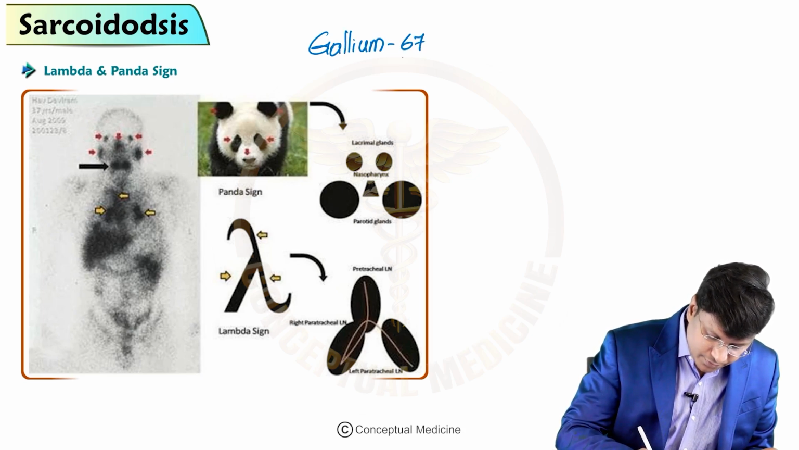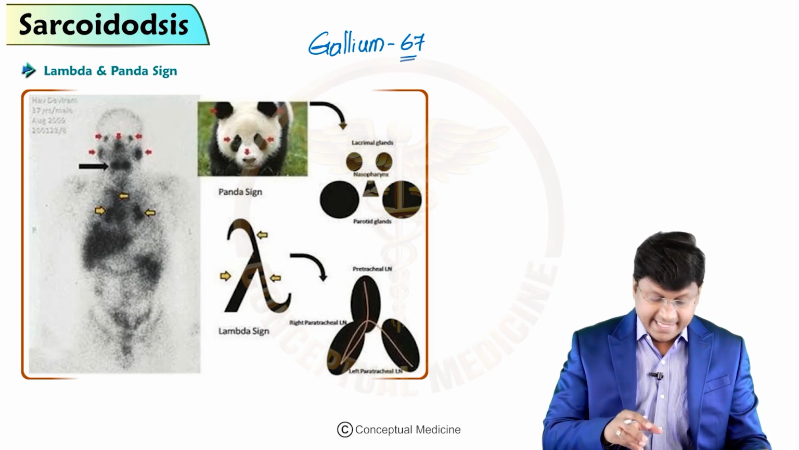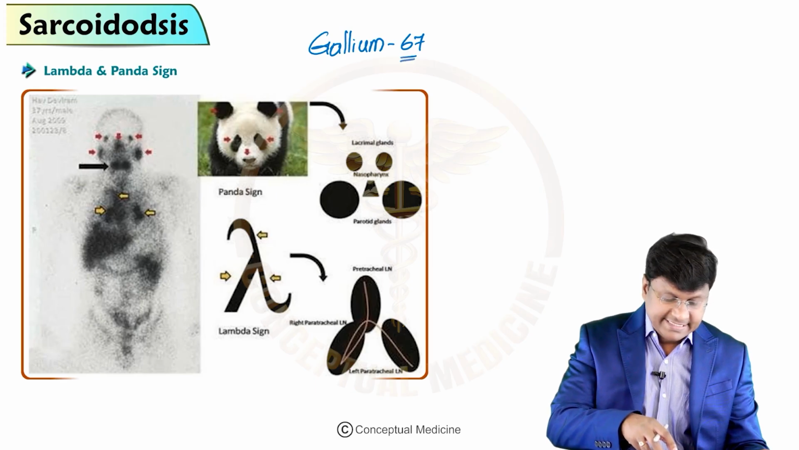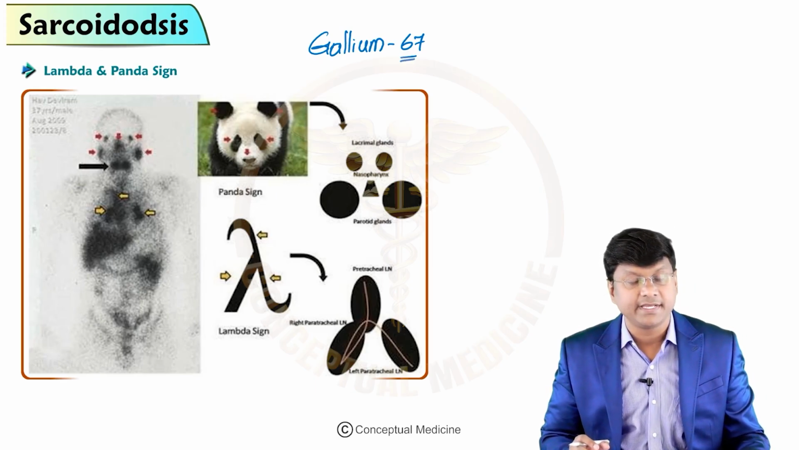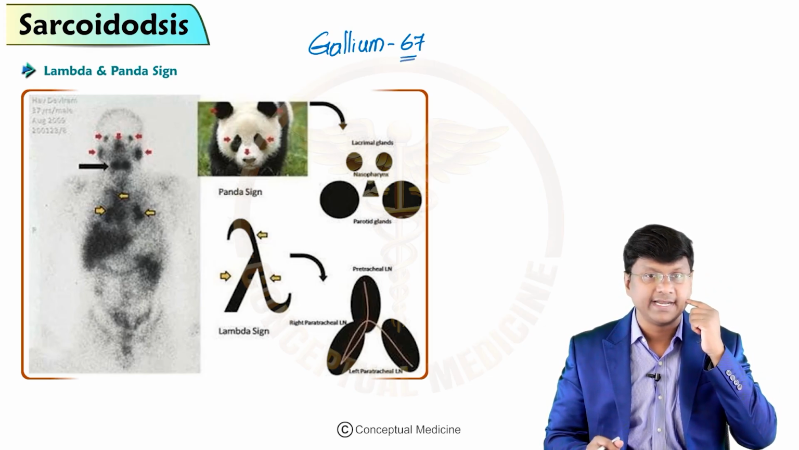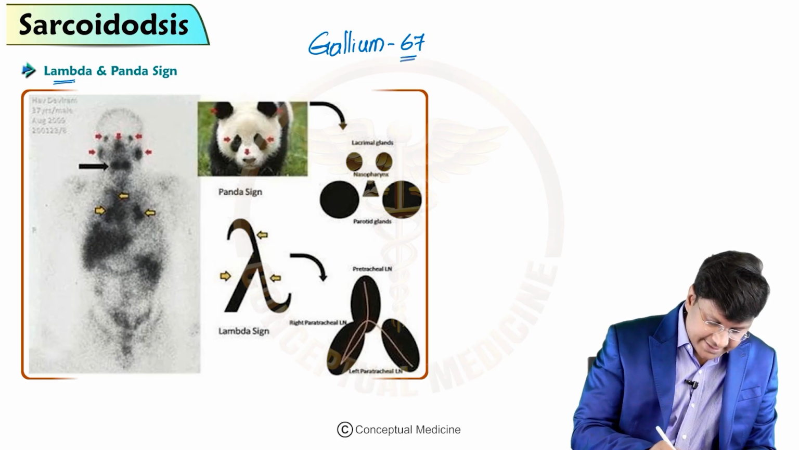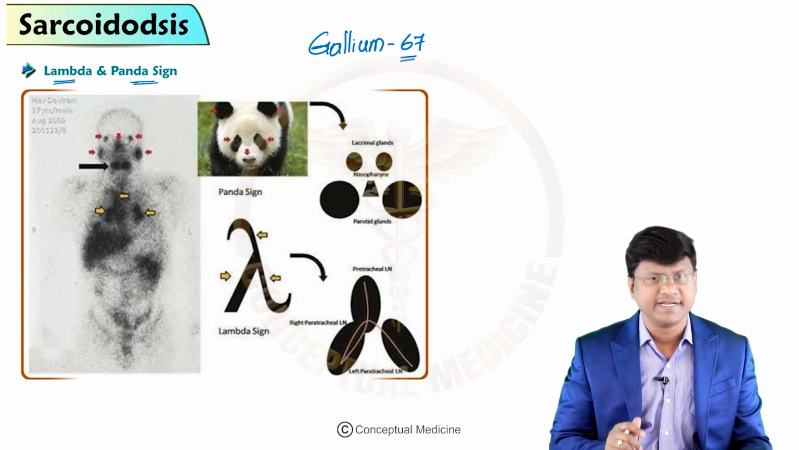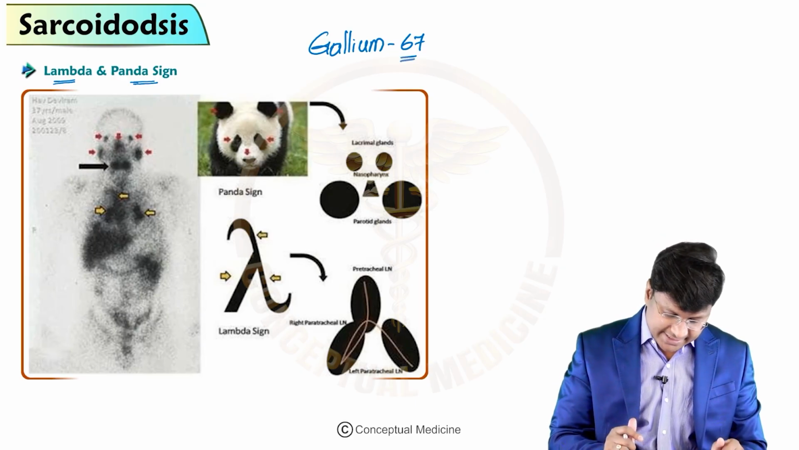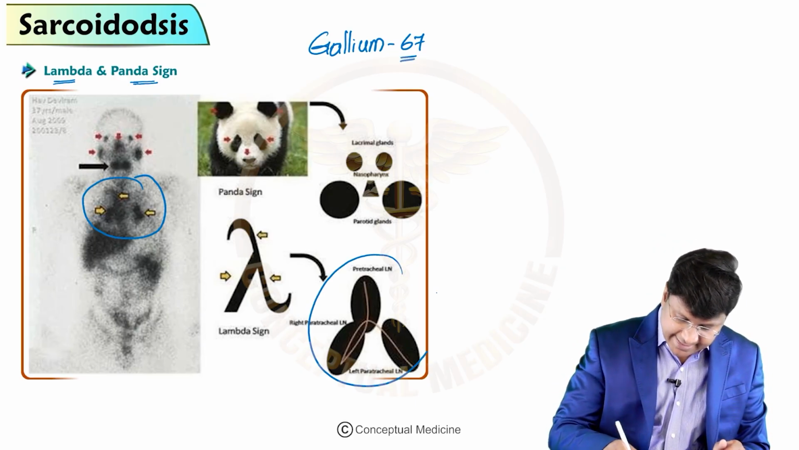So you have to inject gallium-67, and there will be increased uptake into the lacrimal glands as well as the parotid glands, and accordingly you have the development of the lambda sign as well as the panda sign. Let me discuss that in detail. So you take this lambda sign.